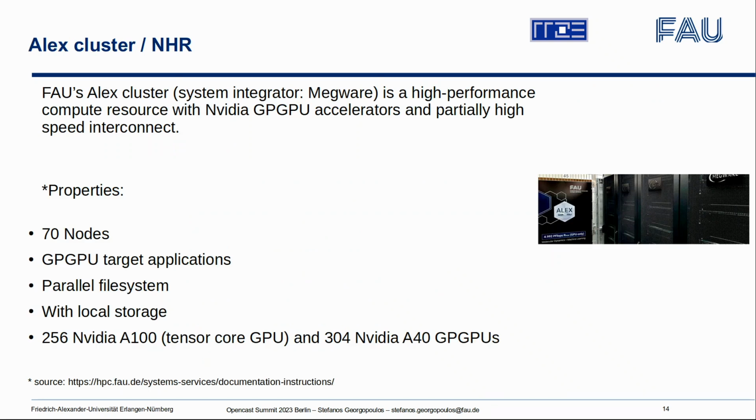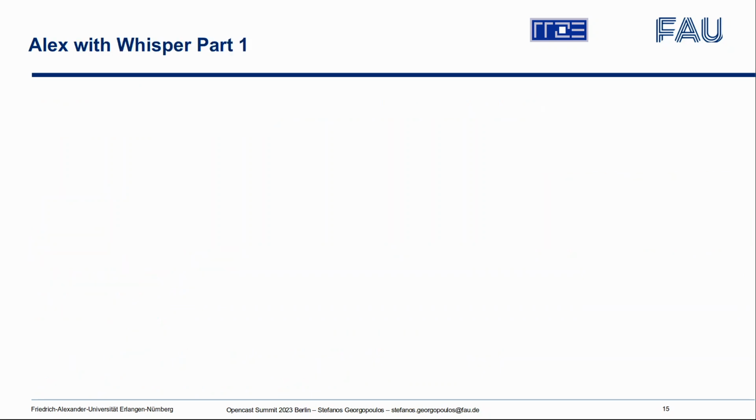So this is Alex. I introduce you, Alex. Please bear with me, I'm not a supercomputer engineer. It has 70 nodes. It's based on GPU applications. It has 256 NVIDIA cards and 304 also NVIDIA A40 cards. We're not using it, unfortunately, as a worker for OpenCast.